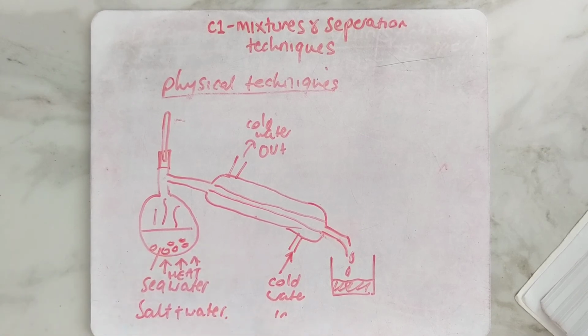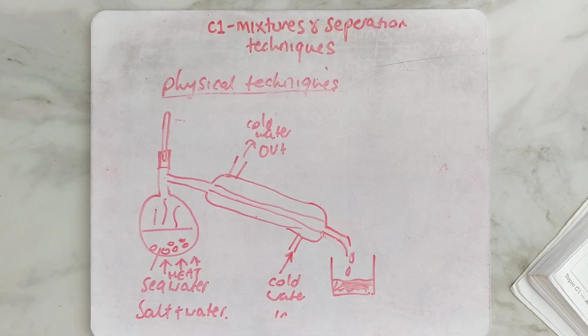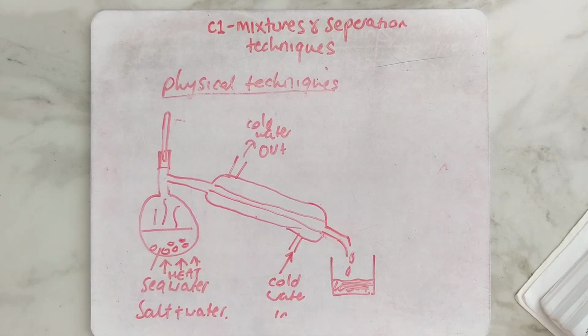It's just separating out soluble solids, because salt does dissolve in water, soluble solids in a liquid, separating them out back into the solid and into the liquid. Okay, so we will have a look at fractional distillation in another video when we focus on crude oil.